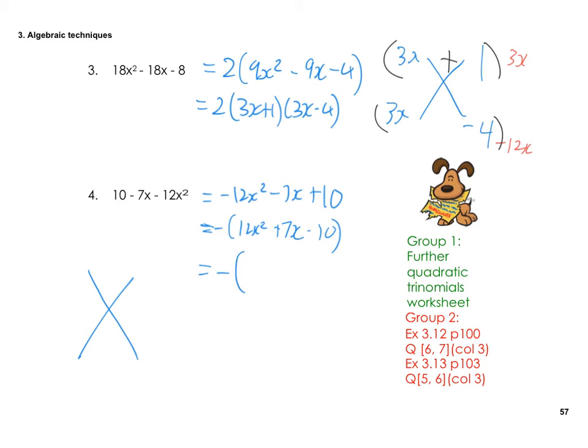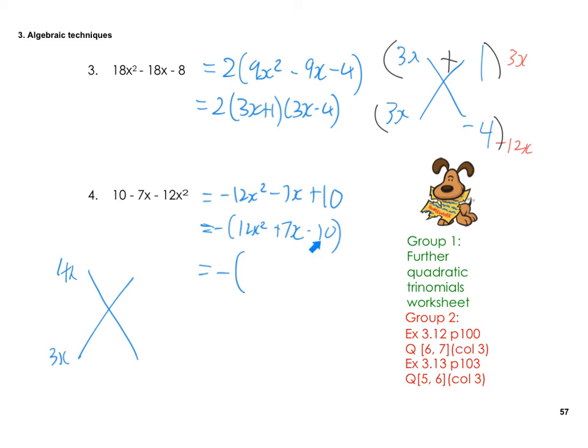Now again, we'll trial and error a bit. So 12x squared, we could have 4x and 3x. We could have 6x and 2x. We could have 12x and x. So pause the video, have a go, try those different factors, and see if you can get the cross to work. Okay, I believe it ends up being 4x and 3x.